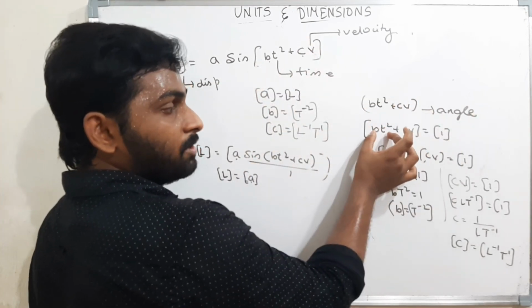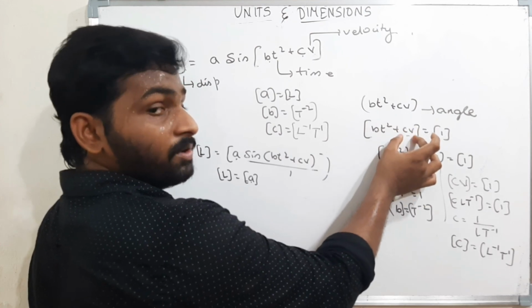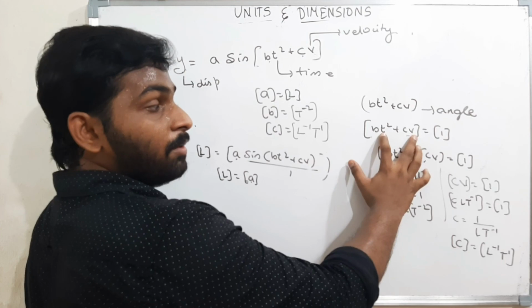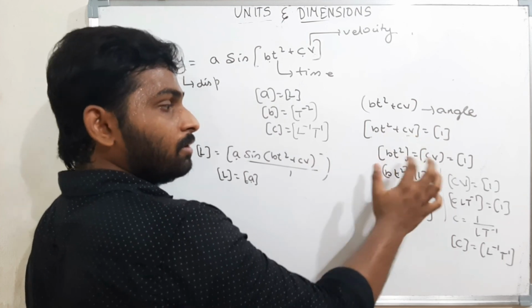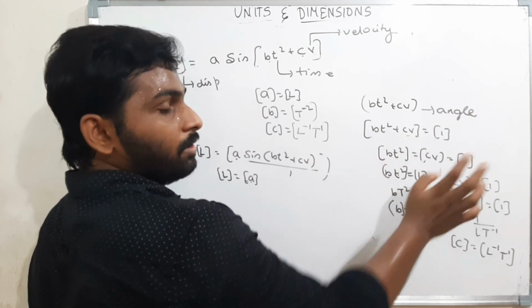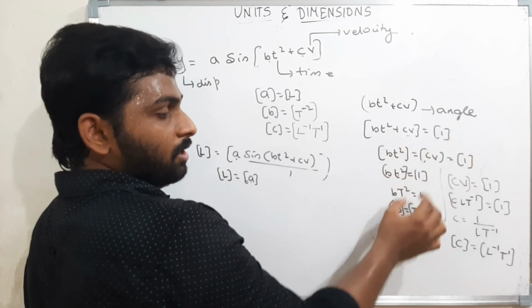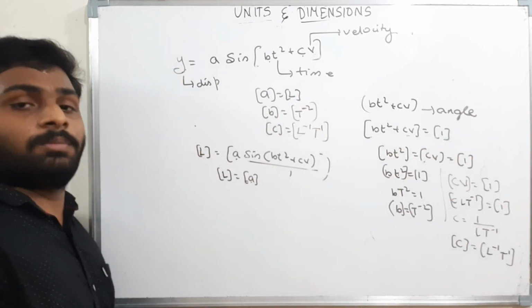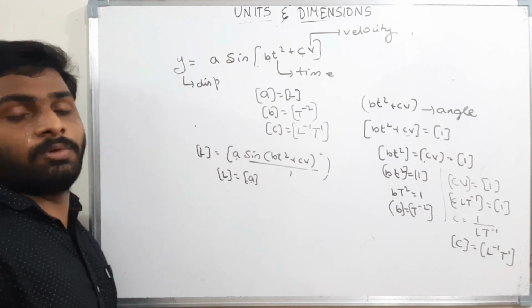Therefore, the dimension formula of bt square must be equal to the dimension formula for cv. I am adding these two terms, so the dimension formula must be the same, equal to 1. Now I use these two terms, then I got b. Then I use these two terms, I got c. By this, we completed the problems on the principle of homogeneity.